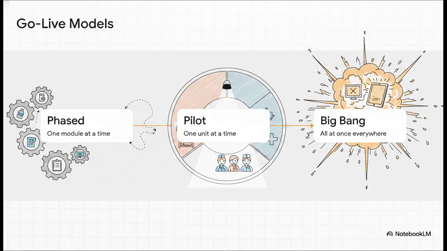The phased approach rolls out one module at a time, like, say, starting with just medication ordering. The pilot method implements the entire system, but only in one specific nursing unit first. Both of these are safe, incremental approaches. And then there's the Big Bang method. This is where the old system shuts off and the new one turns on everywhere all at once. Remember our opening case study? Yeah, that is the exact highly risky strategy that completely doomed Home Health of America.